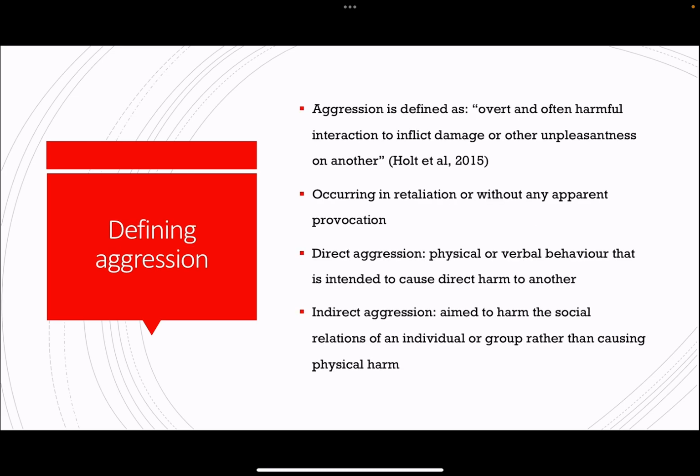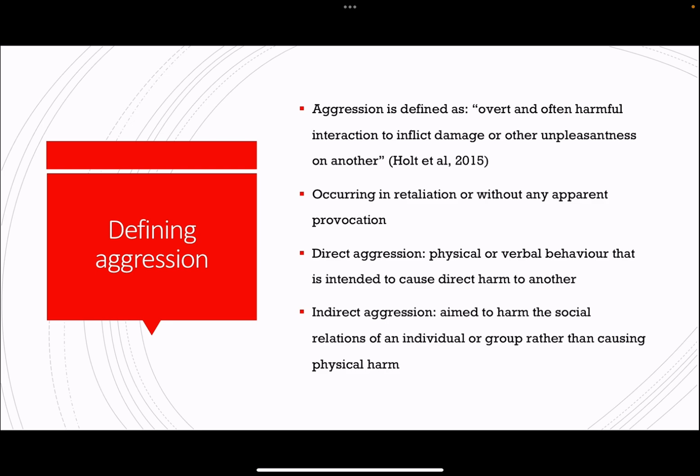The definition of aggression is overt, often harmful social interaction with the intention of inflicting damage or other unpleasantness upon another. Aggression is either in retaliation or it occurs without provocation. Human aggression can be classified in two distinct categories: either direct aggression, which is physical or verbal behavior intended to cause harm to someone, or indirect aggression, which means harming the social relations of an individual or group.